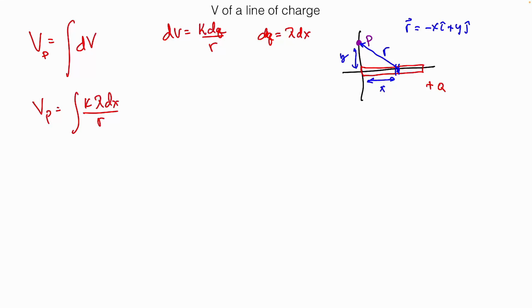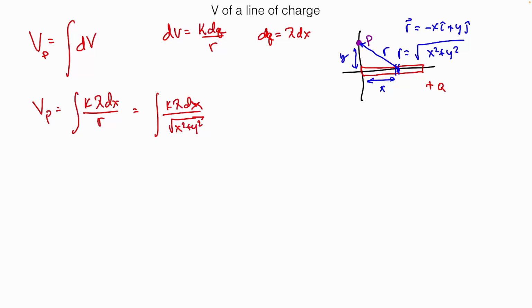Oh, Mr. Bailey wrote an r vector. Well, that's because I'm used to writing r vectors. Do you necessarily really need to know the directions? No. What we need is magnitude. We need to know how long r is. So how long is r? Yeah, Pythagorean theorem. It's just because I'm so used to looking at r vectors that it feels comfortable to write it down, even though I only need its magnitude. So I've got its magnitude: integral k lambda dx all over square root of x squared plus y squared.